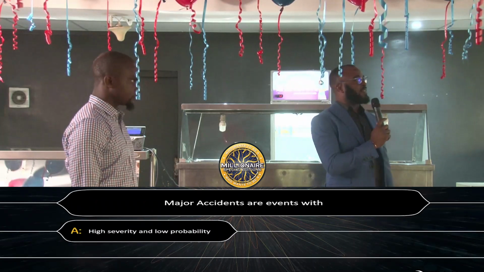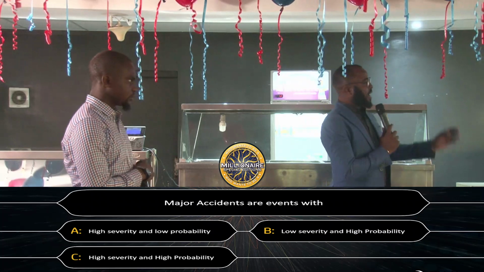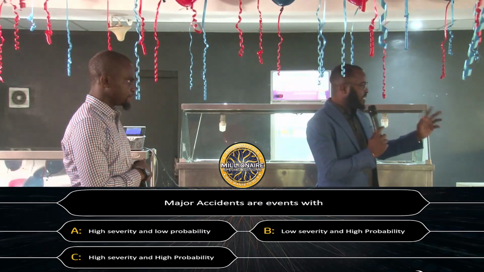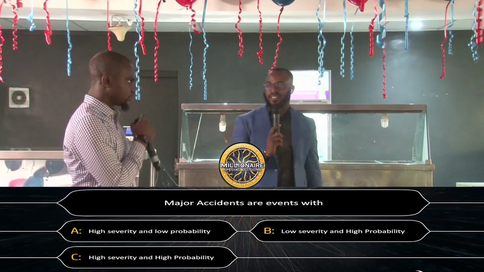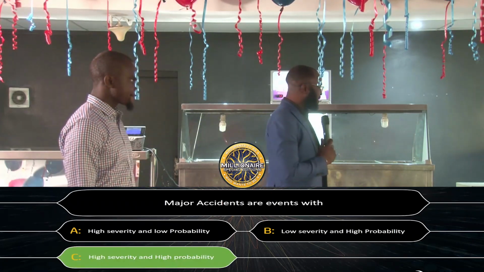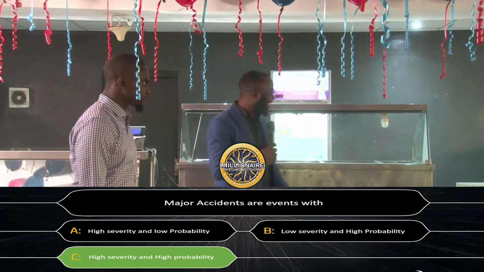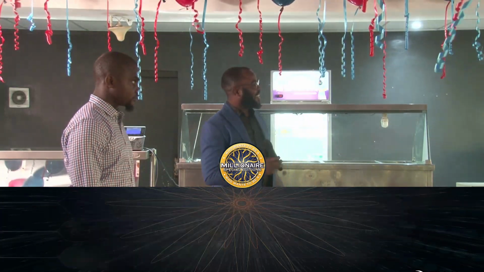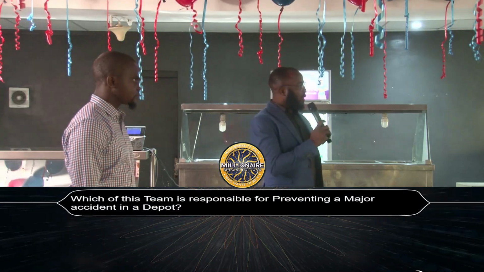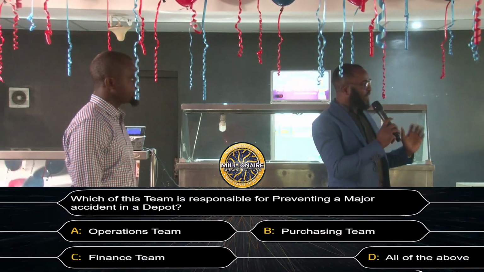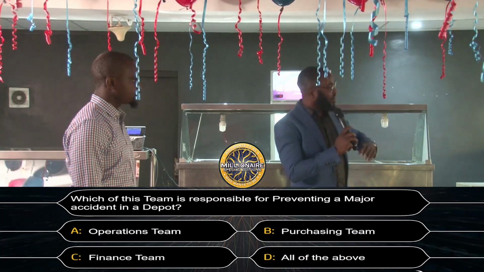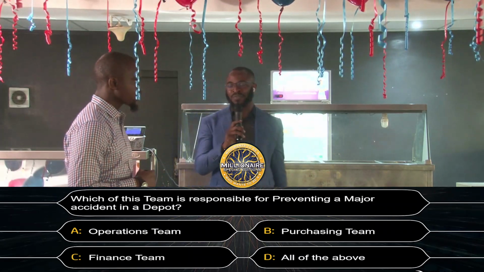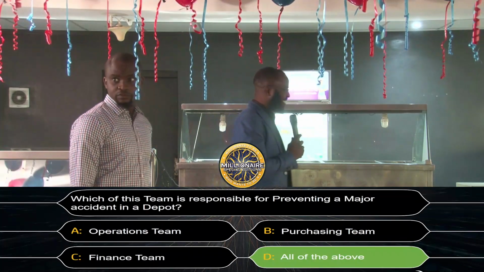Major accidents are events with A, high severity and low probability. B, low severity and high probability. C, high severity and high probability. Wow. Next question, please. Which of these teams is responsible for preventing a major accident in the depot? A, operations team. B, purchasing team. C, finance team. D, all of the above. All of the above. Wow, correct.